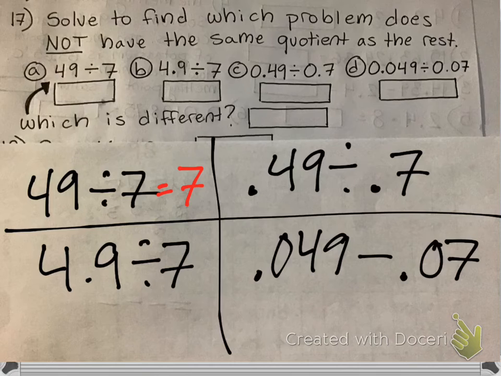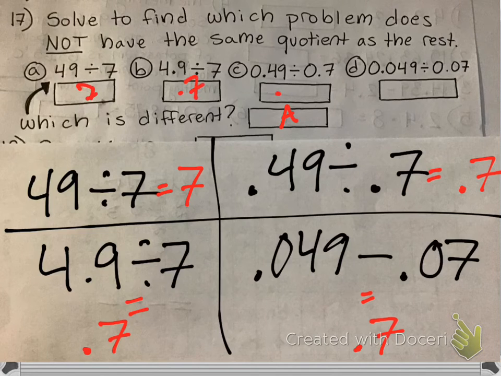What about 4.9 divided by 7? What did we get for that one? What did we get, Romario? 0.7. What do we get for this next one? 0.49 divided by 0.7. What did we get, Gore? 0.7. What about this last one? 0.049 divided by 0.07. What do you get, Miles? 0.7. So which one's different? The first one is different.